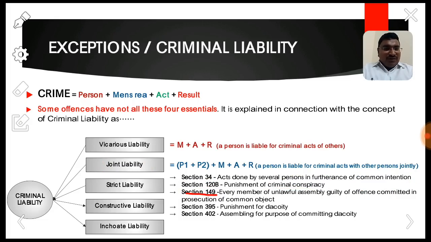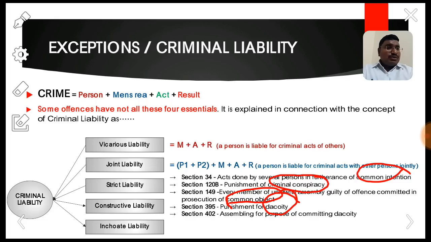Here, Section 149, which deals with common object: every member of unlawful assembly is guilty of offence committed in prosecution of common object. The common intention under Section 34, common object under Section 149, criminal conspiracy under 120B, and Section 395 for dacoity. There must be at least 5 or more members in order to constitute the offence of dacoity.